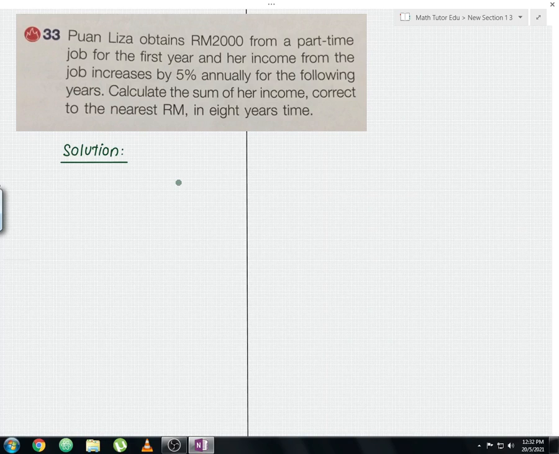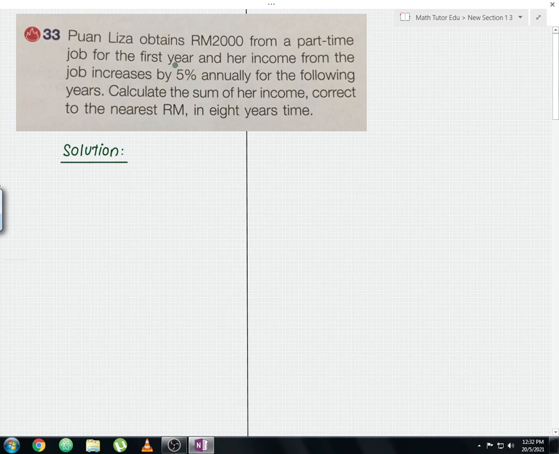Before we proceed to the discussion of this question, we need to identify whether this question is asking for an arithmetic progression or geometric progression. Okay, so let us read the question. It mentioned here, Puan Lisa obtains 2000 ringgit from a part-time job for the first year. So this 2000 ringgit, we can treat it as a first term. Continue to read the sentence: and her income from the job increases by 5% annually for the following years.